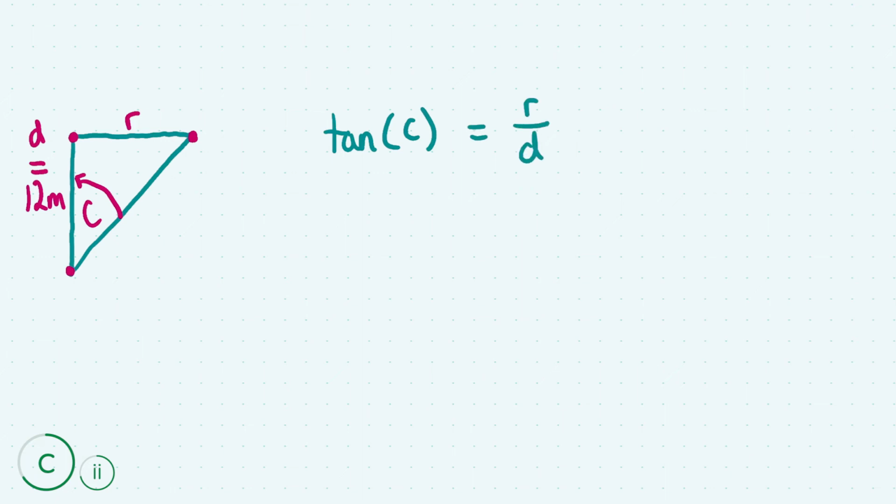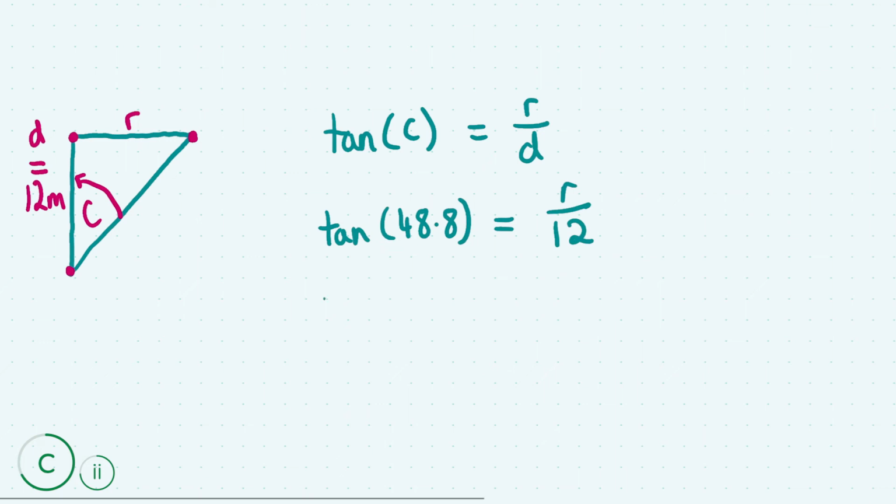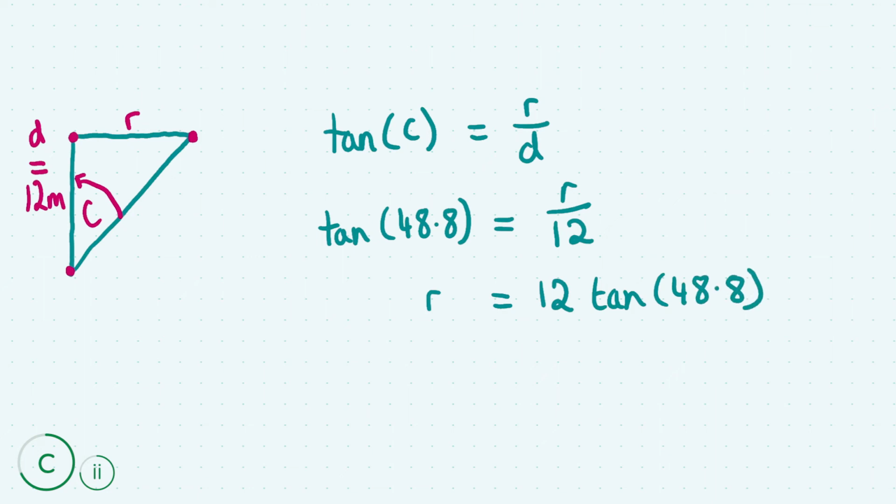So tan of the angle is equal to the radius over the distance between the surface and the diver. Now substituting in our values and then rearranging so we get the target variable, which is the radius of the circle of light, on one side on its own and all other numbers on the other side, we can now calculate the radius.